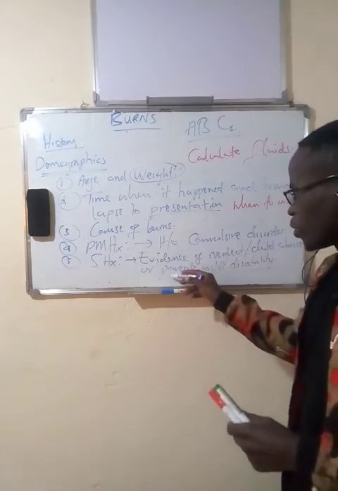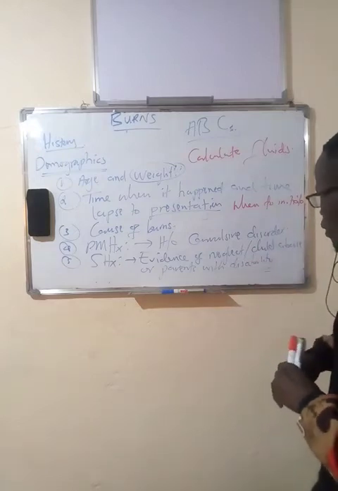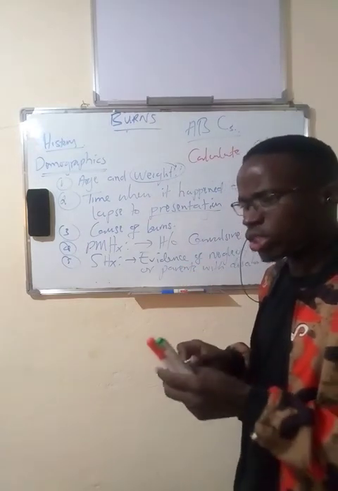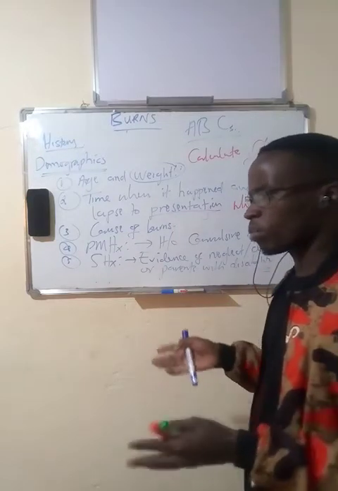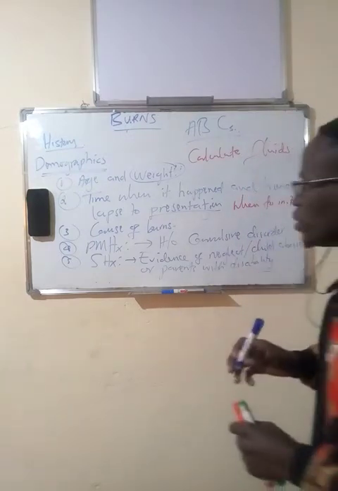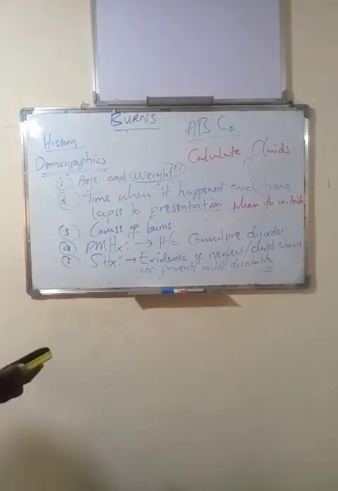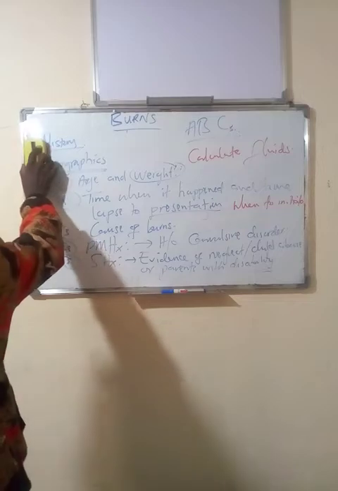It could be that the parent has a disability, whatever disability the parent may have, and they're not able to take care of the child properly. So you need to support that family and see how the child can be helped. Those are some of the things that are very important for you to note. Other than that, the sixth thing that you need to do, so this is on history, is to estimate the degree of the burns.